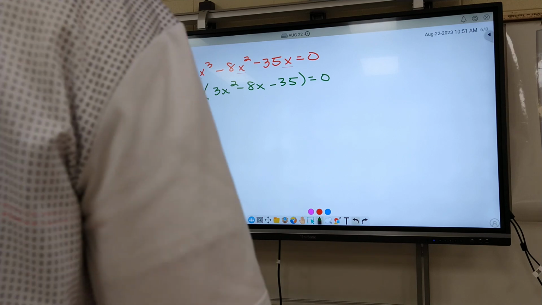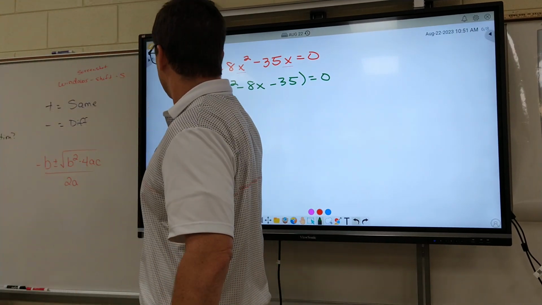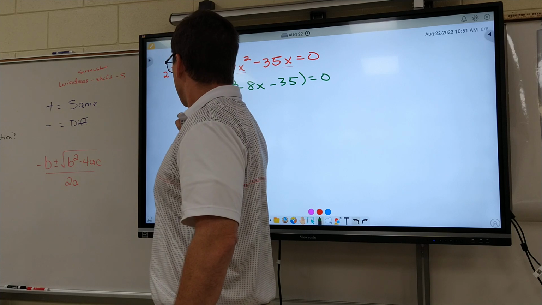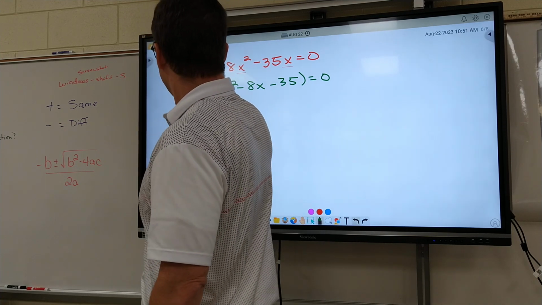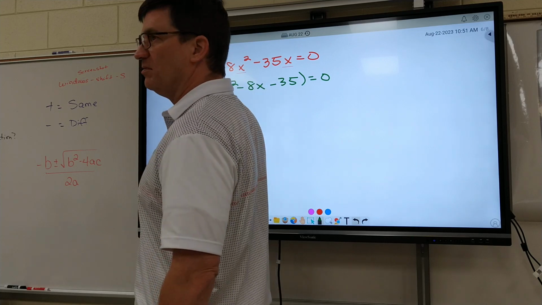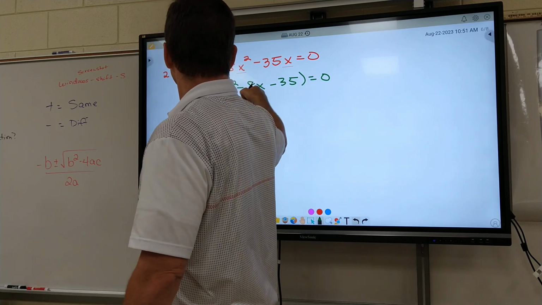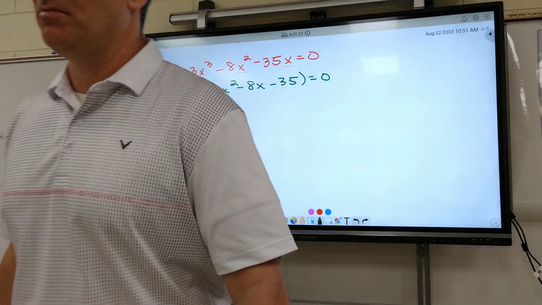All right, so now we got to find 3 answers. What's your first answer going to be from this x right here? That's x equals 0. That's how you get your extra answer. How do we find our remaining answers? What do we do? Do quadratic formula from those 3 numbers. Do it, let's see what you get.